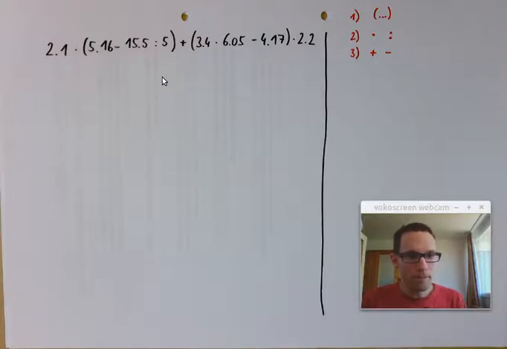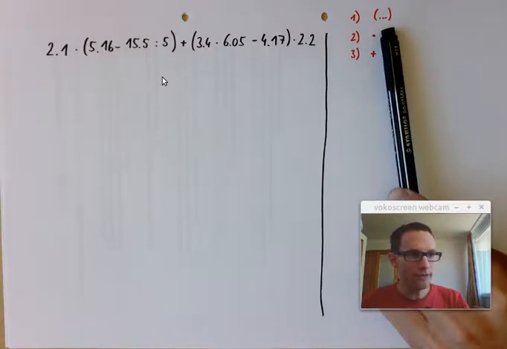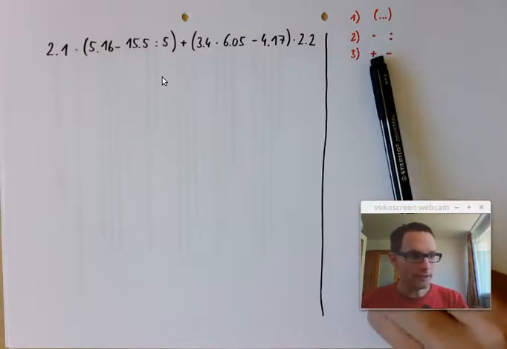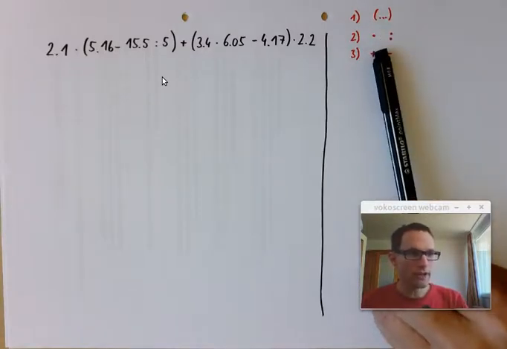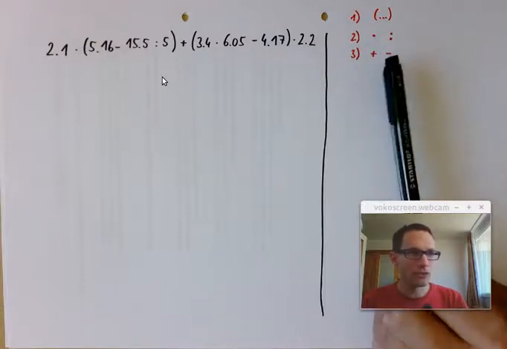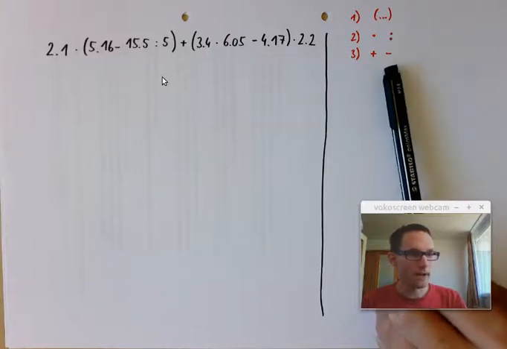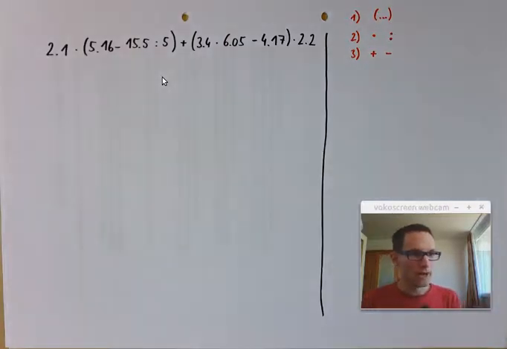At first, remember the order of operations. At first, solve the brackets. Second, dot operations, that's multiplication and division. And third, dash operations, that's plus and minus. Okay, let's go.